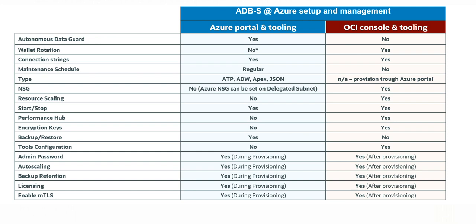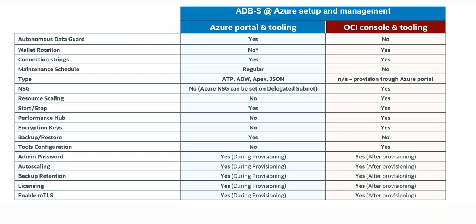And here we go. So here we have an overview. The middle column, the blue column, are the things that you would do through the Azure portal or the Azure tooling, of course, including all the command line options. And the rightmost column, the red column, is stuff that you have to do through the OCI Console or the OCI tooling. So, for example, the setup of Autonomous Data Guard that I just showed you, you do that through the Azure tooling. You don't do that through the OCI tooling. But the looking up of connection strings, you can do that on both sides.